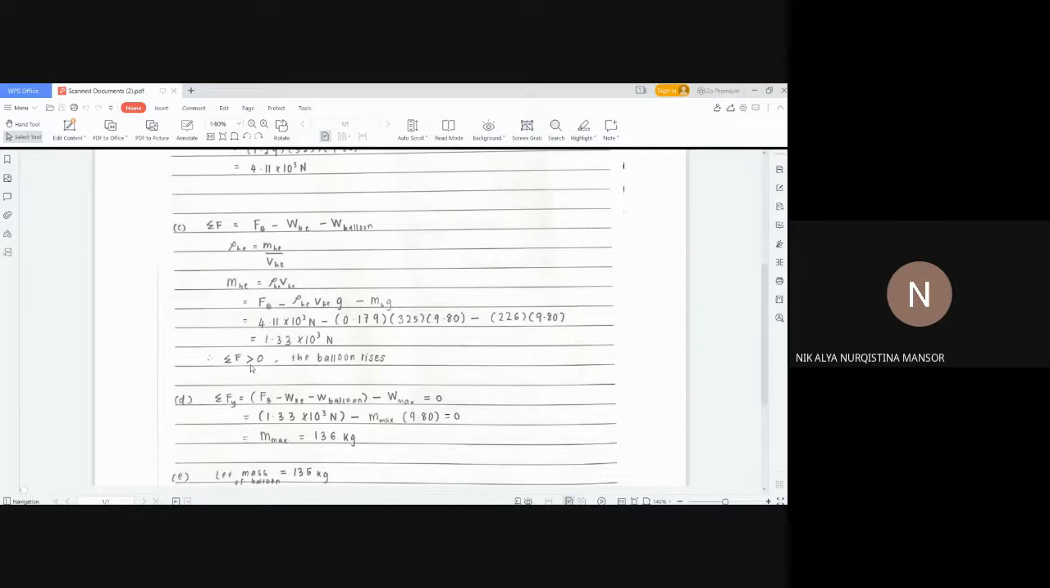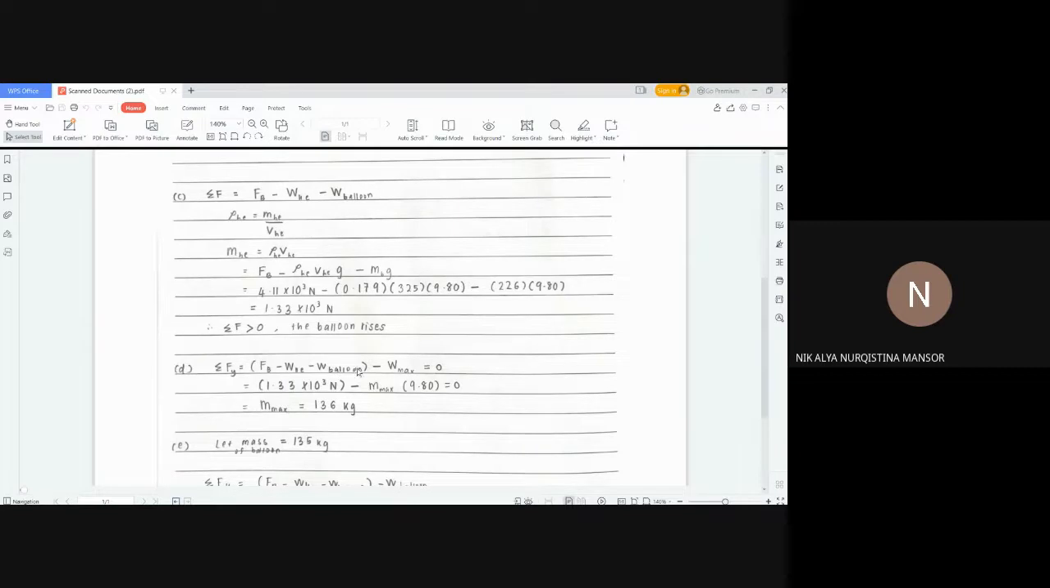So dia besar daripada 0, which is positive. Maksudnya balloon tu akan rise.